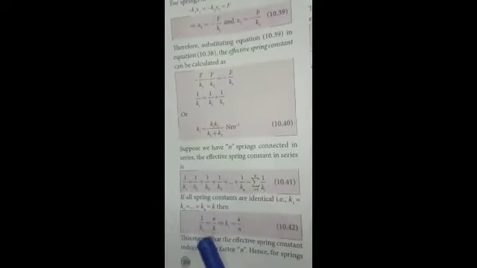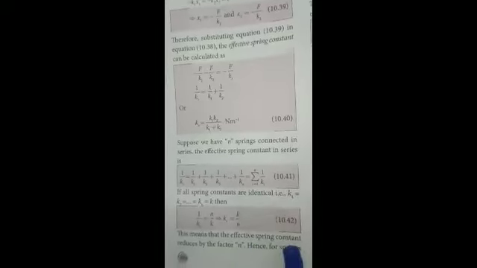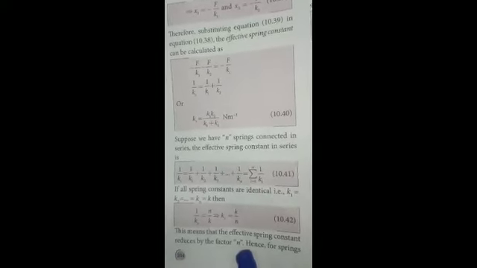So 1 by ks is equal to n by k. So ks is equal to k by n. This means that the effective spring constant is reduced by the factor n. From the above equations, we have k1 x1 is equal to k2 x2.